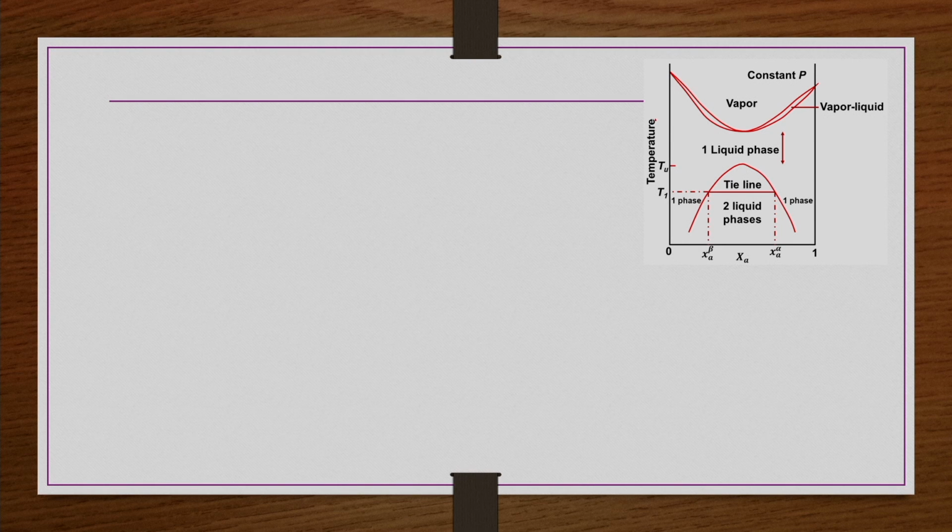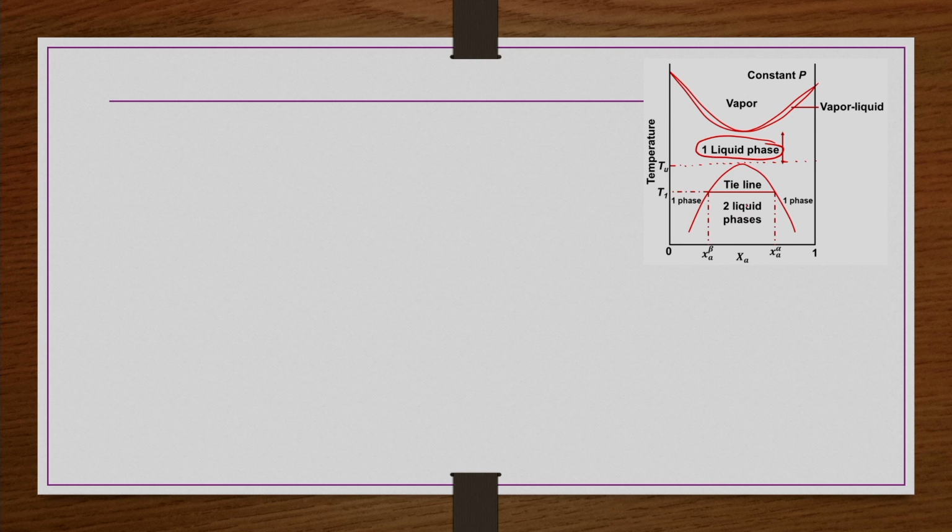So let us have this Txy diagram, temperature versus mole fraction diagram, here. So now here we can say this Tu, this upper consolute temperature, is there, right. So above this temperature only one liquid phase is existing as in the LLE case.